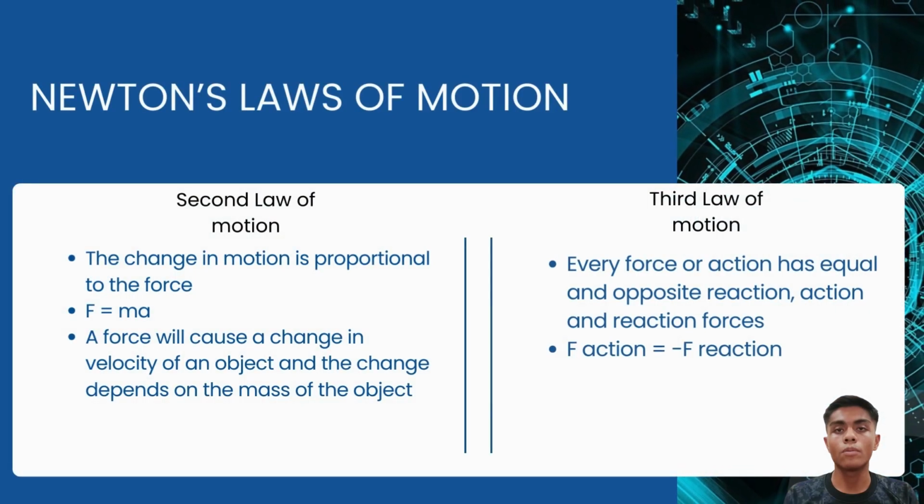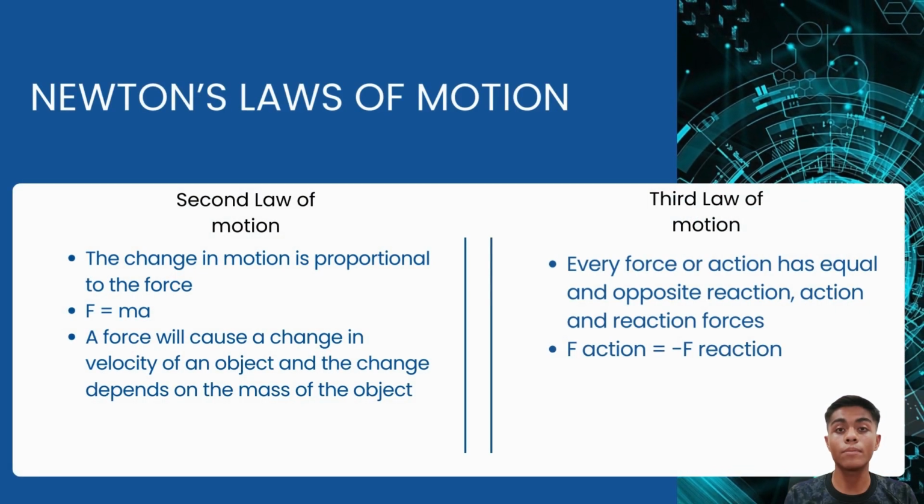The second law of motion describes the relationship between resultant force and the change in motion. It states the resultant force acting on a particle is equal to the mass of the object multiplied by its acceleration, or the change in motion is proportional to the force. Mathematically, F equals ma. A force will cause a change in velocity of an object, and the change depends on the mass of the object.